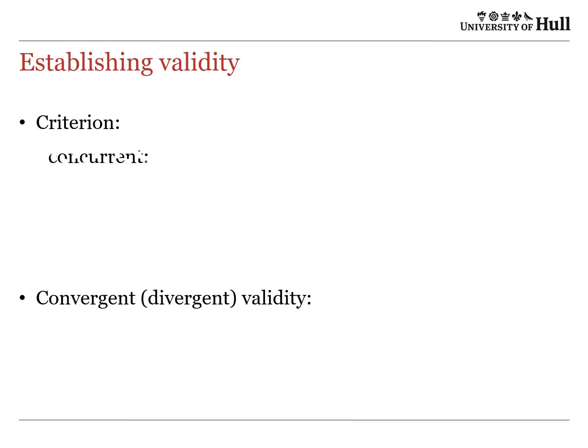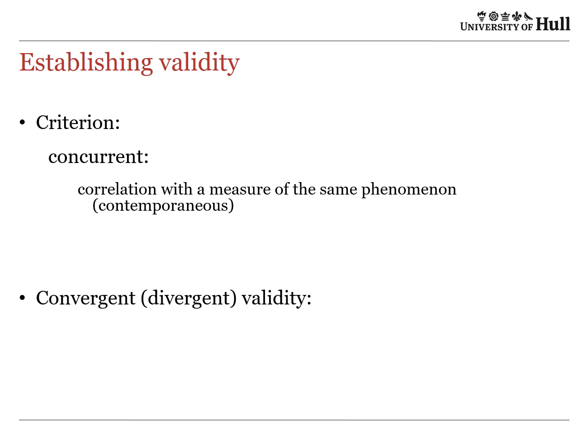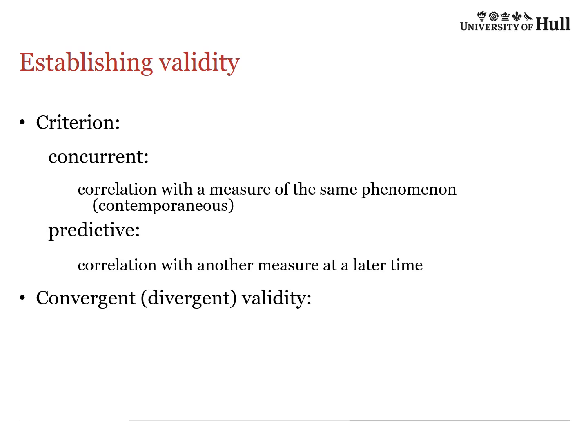Criterion validity and convergent and divergent validity. Our approach through concurrent validity. This is correlation with a measure of the same phenomenon, something contemporaneous, done at the same time. So, for example, one depression scale could be correlated with another. Predictive validity is correlation with another measure at a later time. In other words, does the level of depression or the level of quality of life, for example, predict depression at some later point?